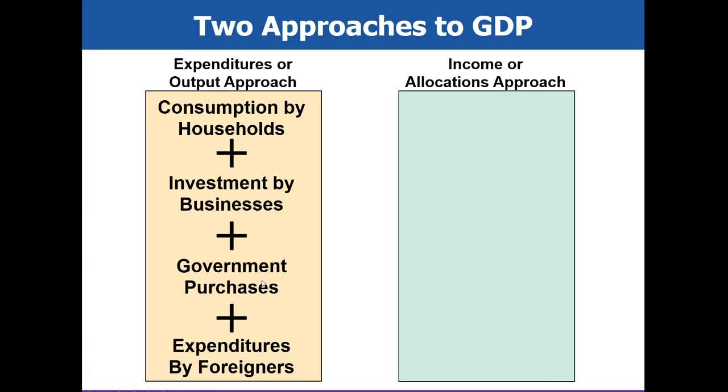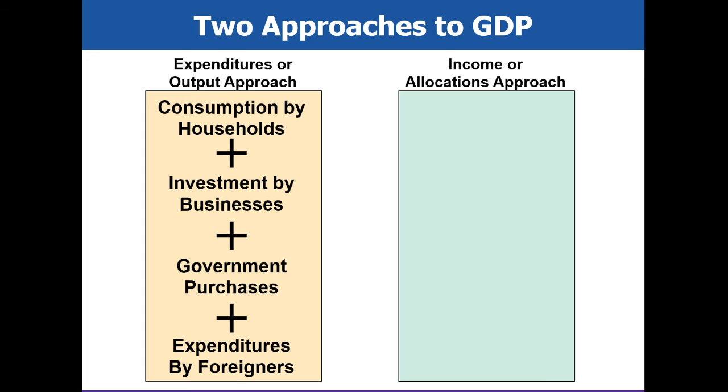Then we have government purchases. Notice the word purchases, not government spending. Government spending includes transfer payments, welfare, Social Security, unemployment insurance. Those things do not count in GDP. The government buys a submarine, that counts in GDP. The government builds a highway, that counts in GDP.